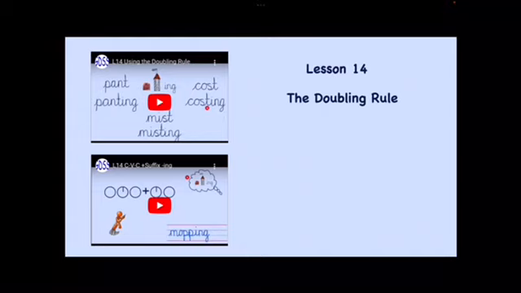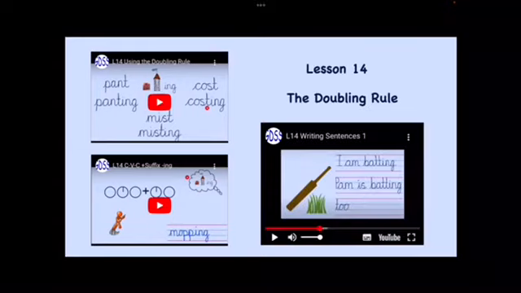But lesson 14 introduces the doubling rule. And with that, we introduce suffix -ing. So this, even though you can see here we have one syllable words with a short vowel sound, is something that extends Getting Started. And we have writing sentences.